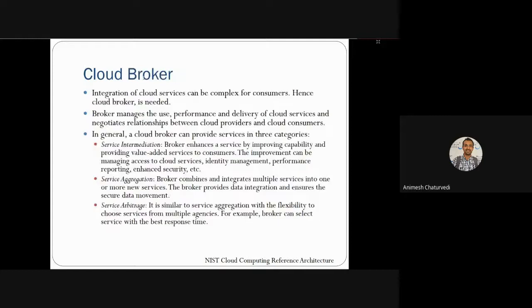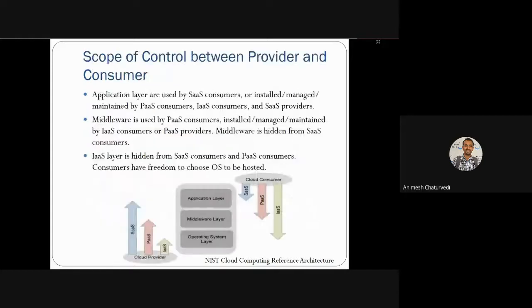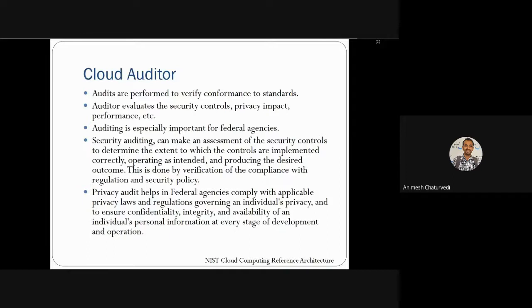So the cloud auditor, cloud broker, and cloud carrier are the other three actors of the cloud computing reference model, reference architecture. We had already seen consumer and provider. Now we'll see what the auditors are. They actually do the auditing, verifying conformance to the standards. The auditor does the evaluation of security, control, privacy impact, and performance. These types of auditing are done by the cloud auditor.